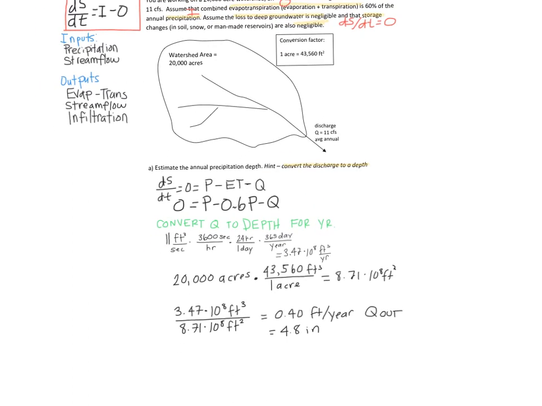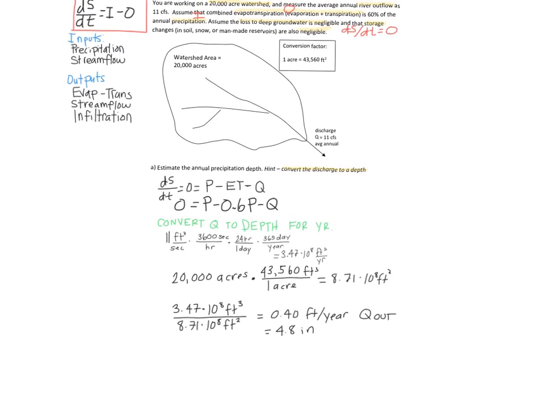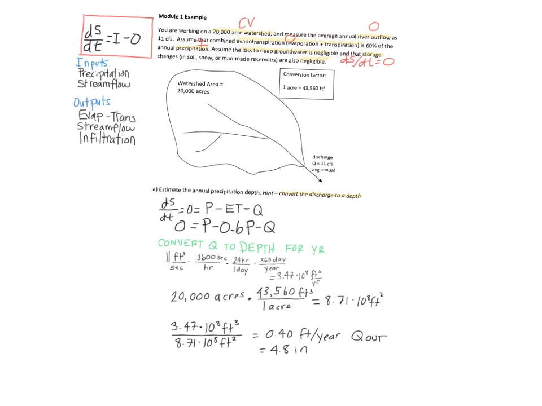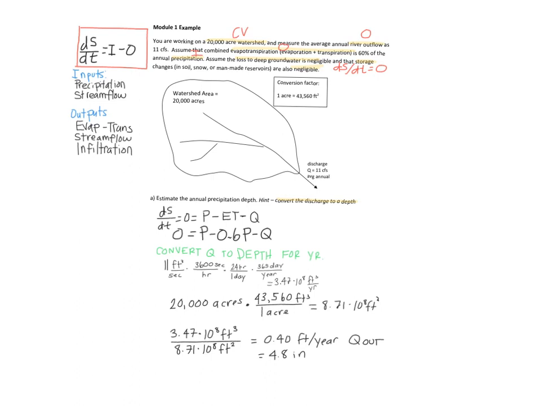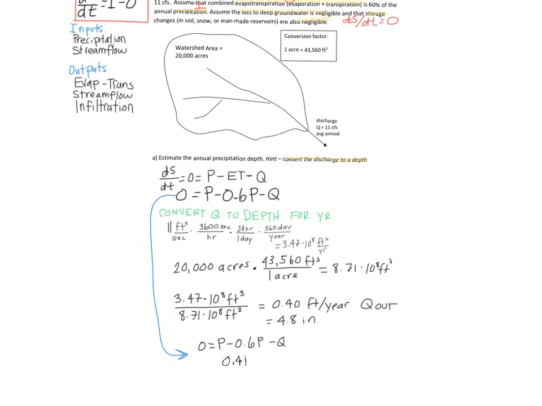Okay, so now we're going to go back to our dS/dt equals 0 equation, because we have a little bit more information here that we can use. All right, so let's take this equation, bring it down here, and we know now that 0 is equal to P, which is our unknown in this whole thing, minus 0.6 P minus Q. And we know our Q, right? So we can rewrite this as 0.4 P minus 4.8 inches, which is all going to be equal to 0. So we can solve for P equal to 12 inches per year. And that is our answer.